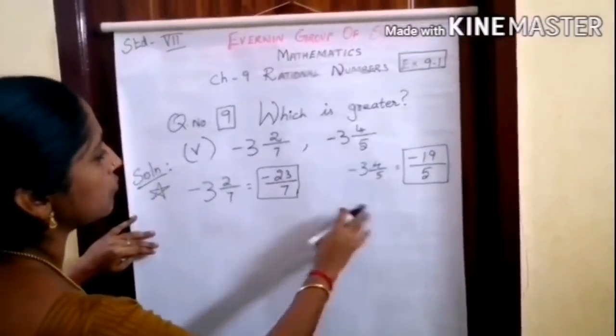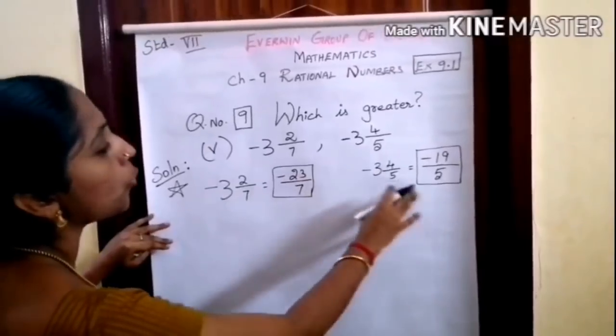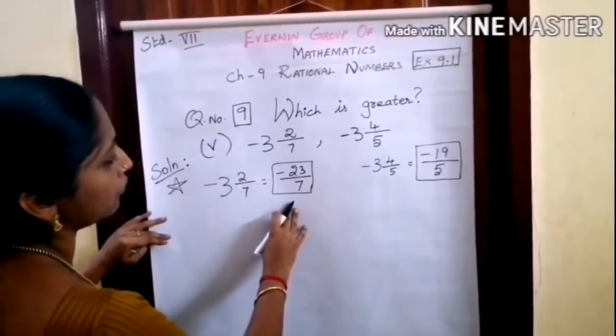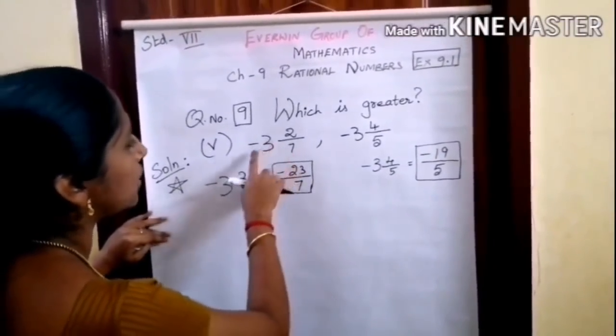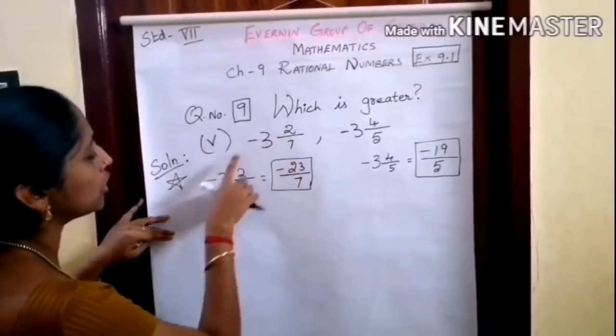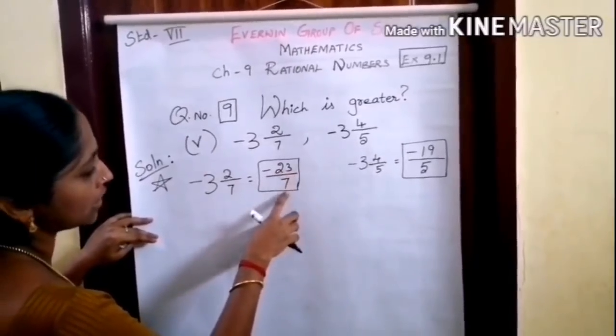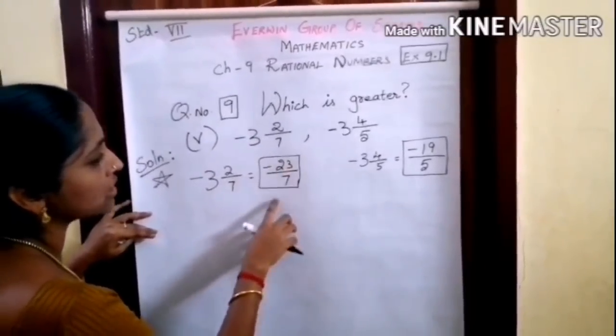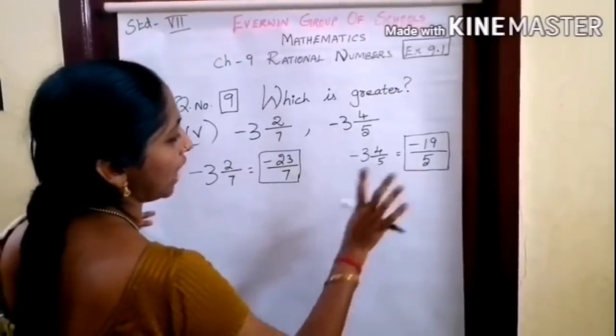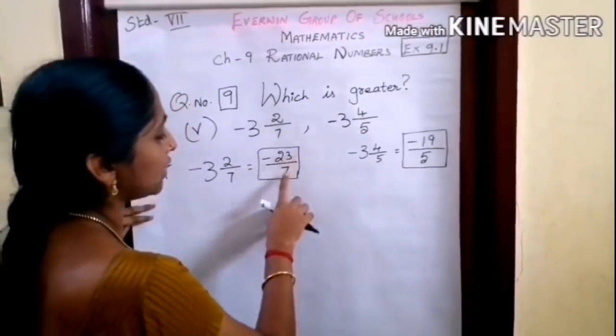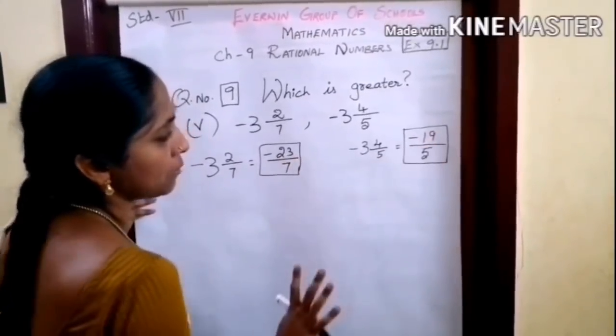So first step, we have converted into improper fractions. Next, here is the negative sign. Now we are going to take the negative sign and add it into the improper fraction also. So now I will consider these two improper fractions only: minus 23 by 7 minus 19 by 5.